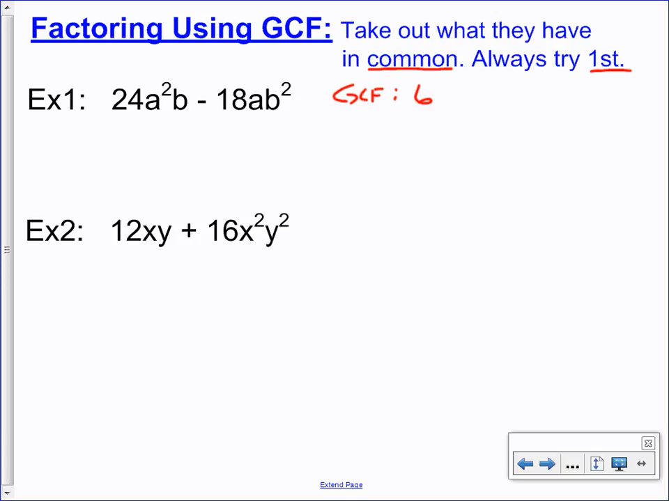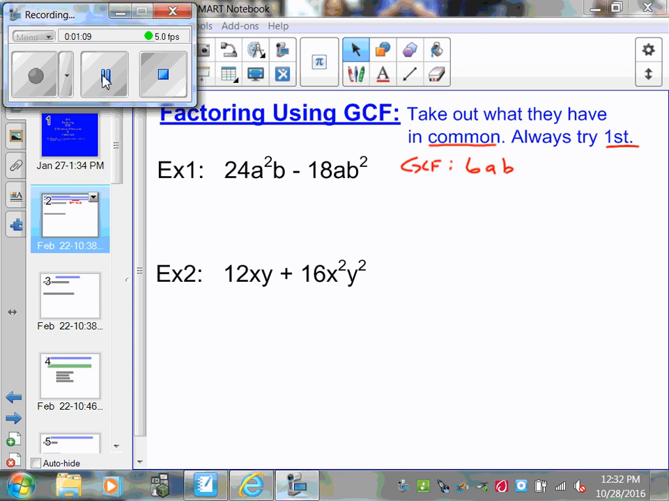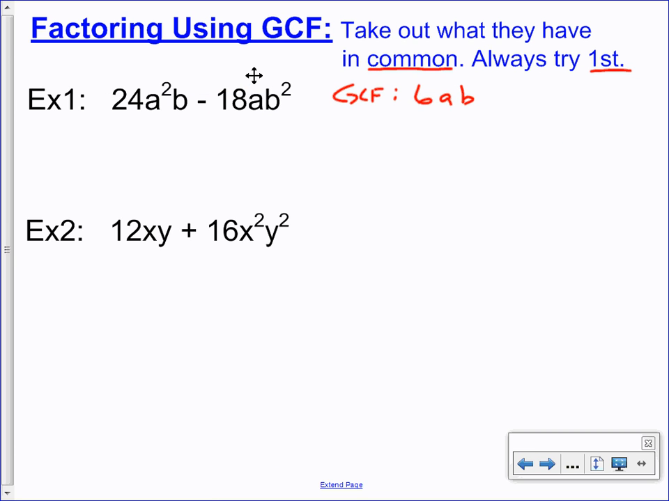So part of your GCF is 6. And then you compare the a squared to the a. What's the max you can pull out from both of them? An a. And then b and b squared would be b. So basically we're dividing 6ab from everything.